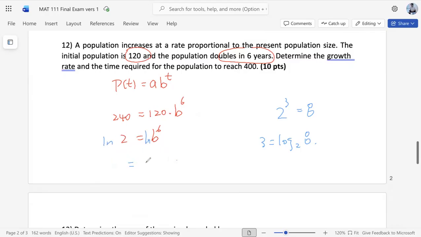Now this is 6 ln b equals ln 2. Maybe better to introduce k, right? So what's ln b? We have to use a calculator to get this value. That's ln 2 divided by 6. Then ln, that's e, so e raised to this value gives b. b is e raised to this value, whatever the calculator gives you for ln 2 divided by 6.